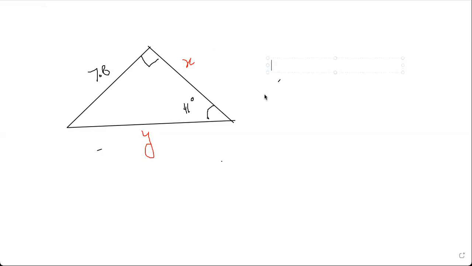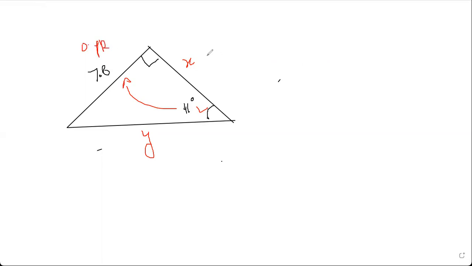Okay, so let's calculate x first. It's up to you. You can calculate anything first. So let's check what is x. X is actually, this is the angle now. So opposite to the angle is 7.8. So this is opposite.